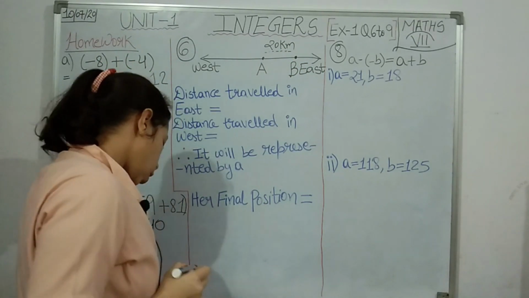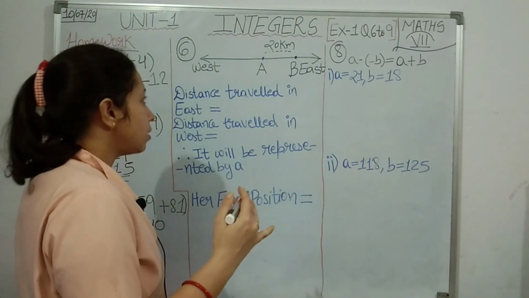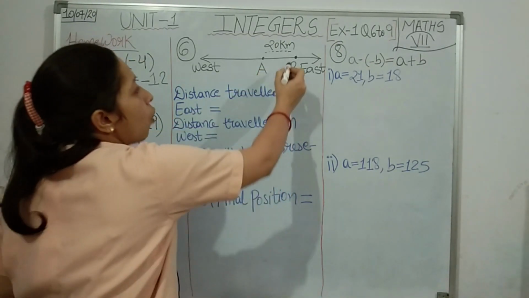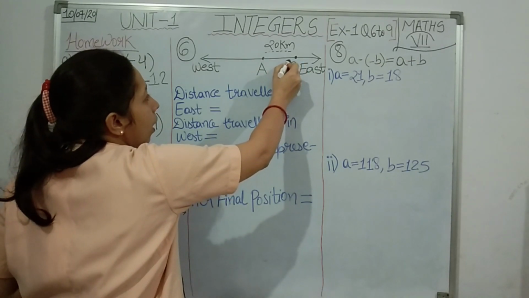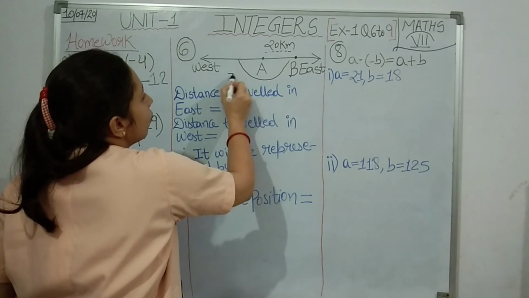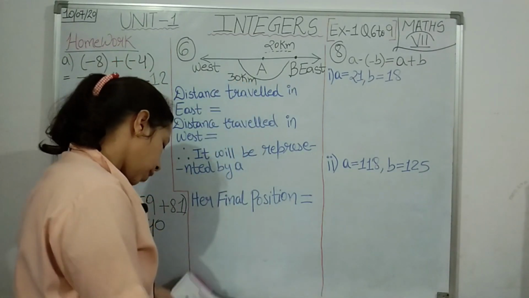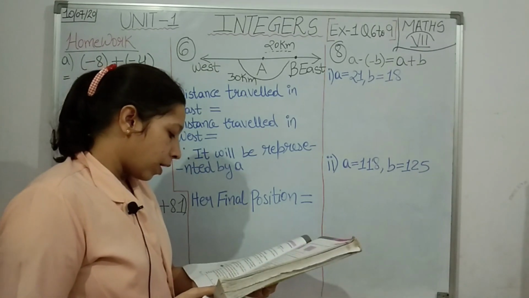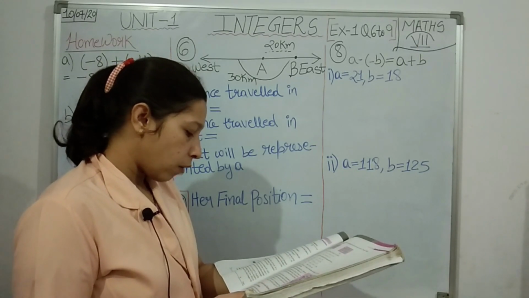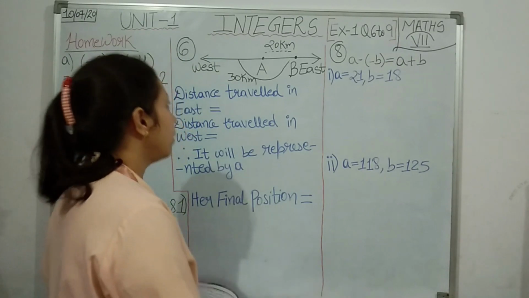Okay, next line of the question students. From B she moves 30 kilometers towards west. Now Rita has reached point B students. From B again she is coming towards west, and how much distance she is covering now? She is covering 30 kilometers towards west. Okay, next line of the question. If the distance towards east is represented by a positive integer, then how will you represent the distance traveled towards west? No problem, let us see.